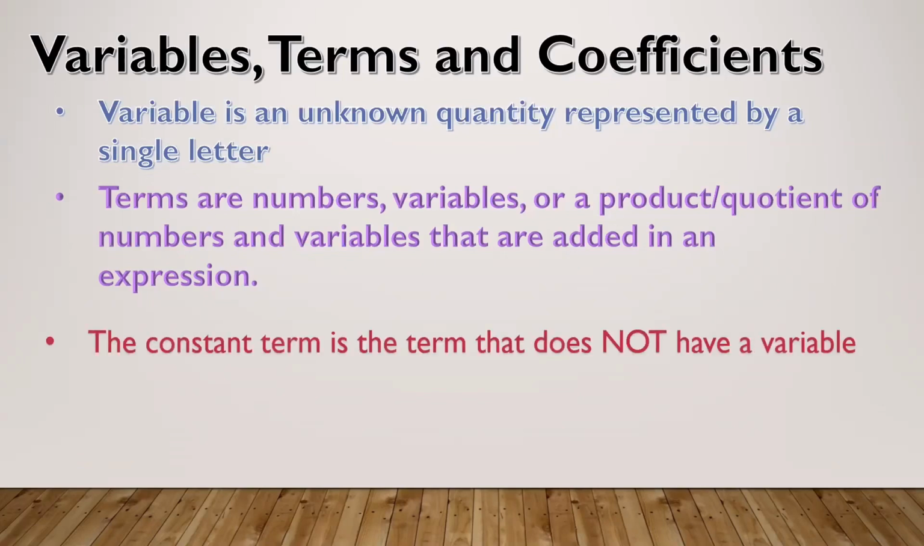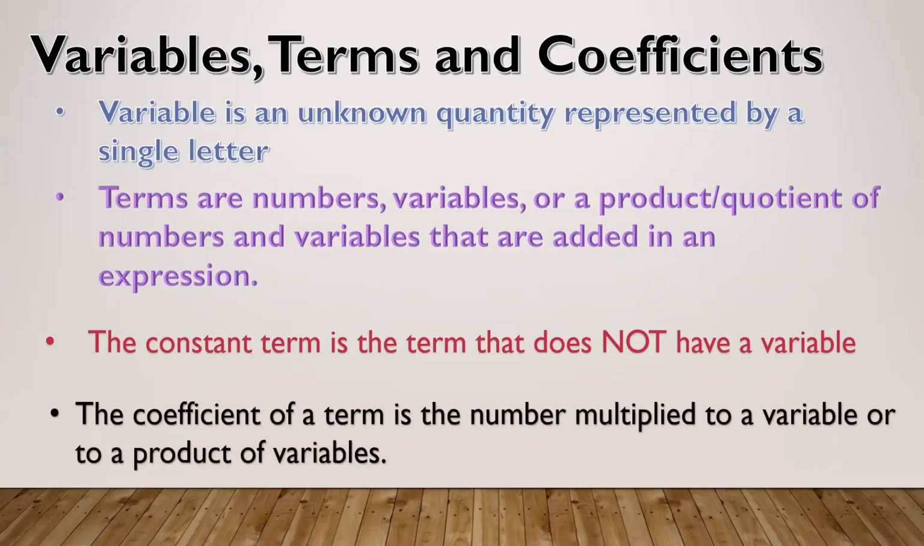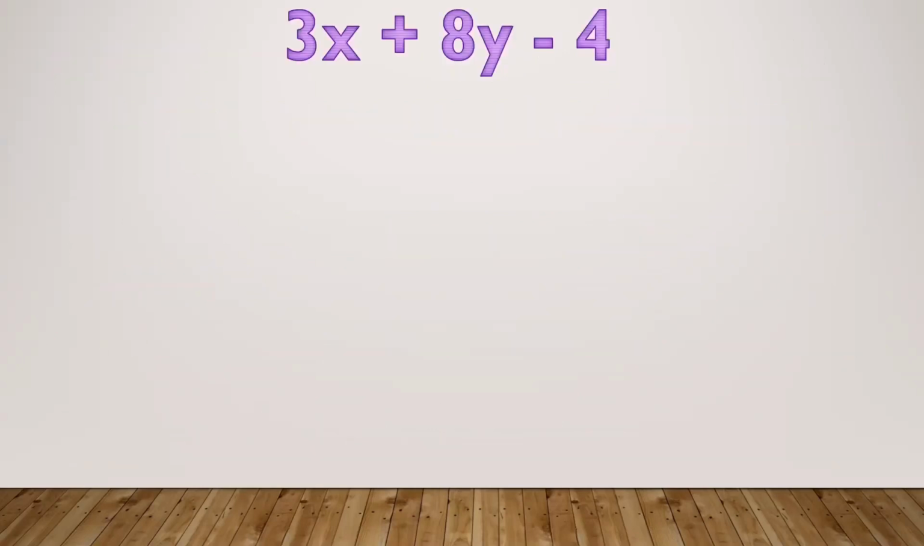A constant is simply a term that does not have a variable part. Last one is a coefficient, and you're going to hear this word a lot. The coefficient of a term is the number that's being multiplied or divided to a variable. So let's take a look.